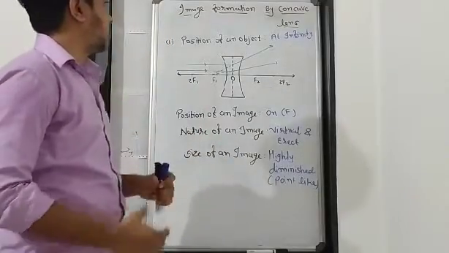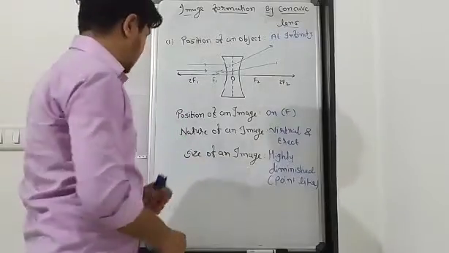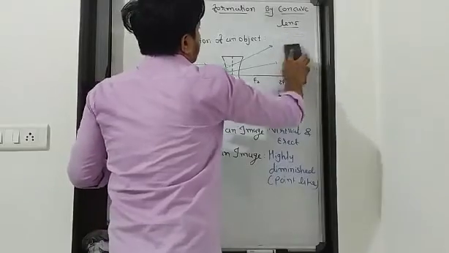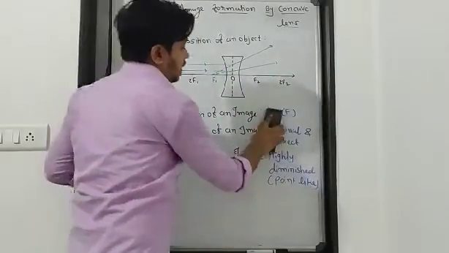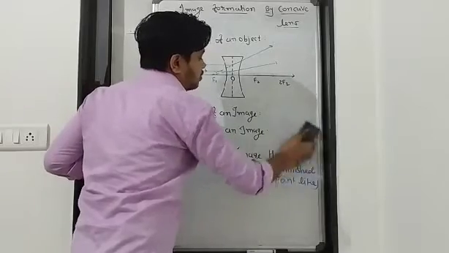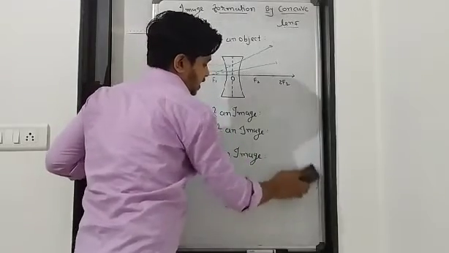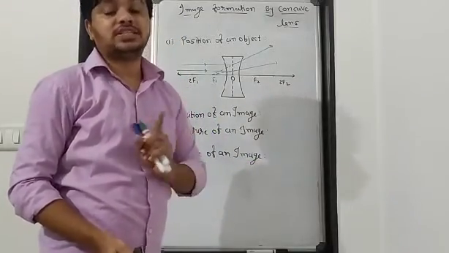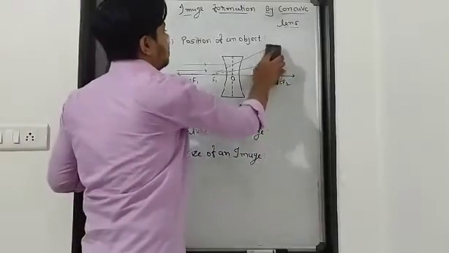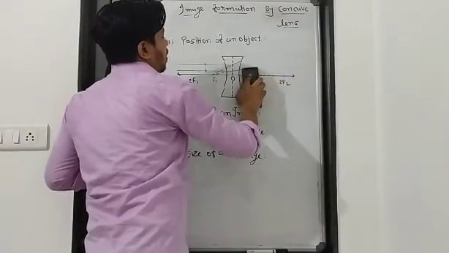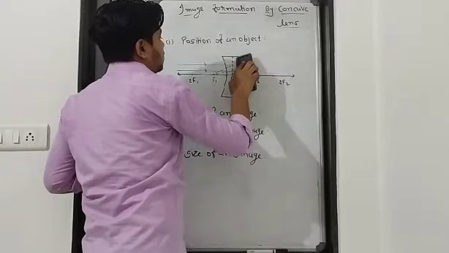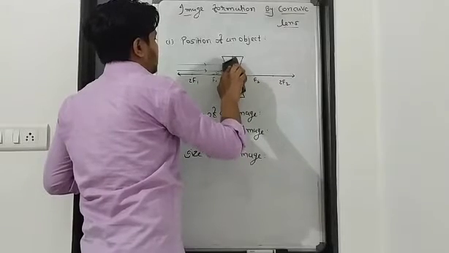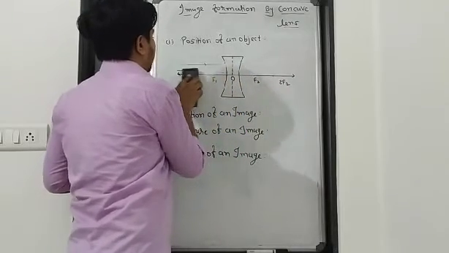So here is our first image formation by concave lens. Now the second one. As you know, in a convex mirror, we have put an object at infinity, and also from infinity to the pole at any place. Like that, we have also taken an object at infinity and between infinity and the optical center.